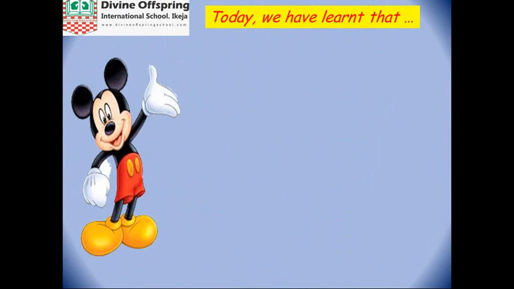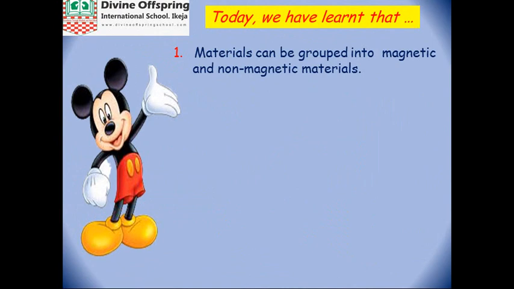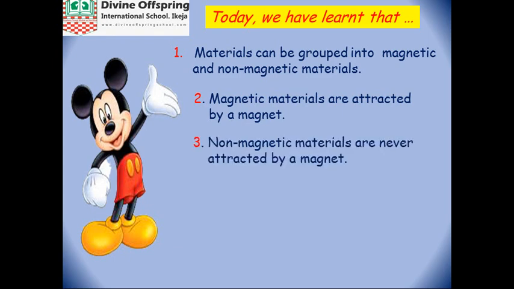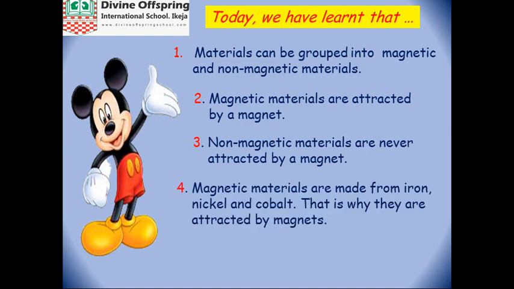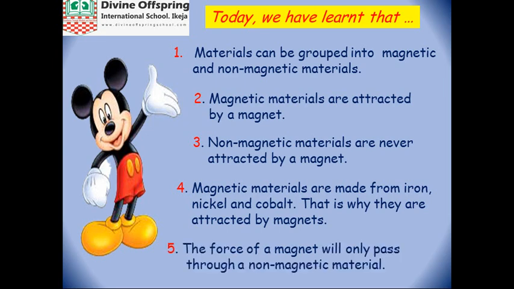A quick recap of what we have learned today. Materials can be grouped into magnetic and non-magnetic materials. Magnetic materials are attracted by a magnet. Non-magnetic materials are never attracted by a magnet. Magnetic materials are made from iron, nickel, and cobalt. That is why they are attracted by magnets. And lastly, the force of a magnet will only pass through a non-magnetic material.